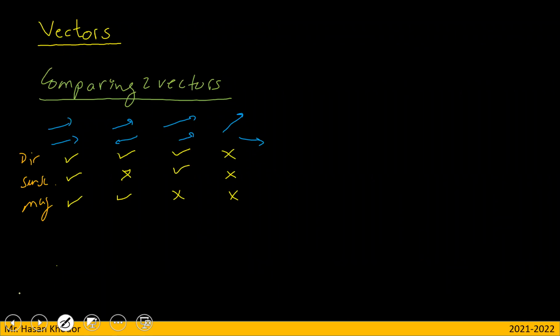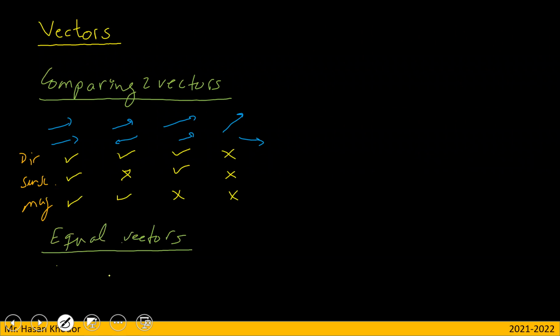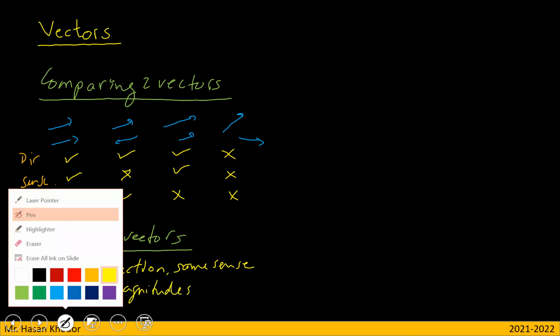Now, what do you mean by equal vectors or equipotent vectors? Two vectors are said to be equal if they have what? Same direction, sense, and magnitude. Exactly. They must have the same direction, same sense, and same magnitude. The magnitudes are equal.